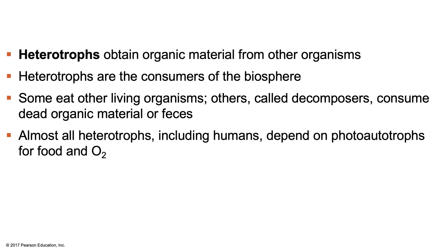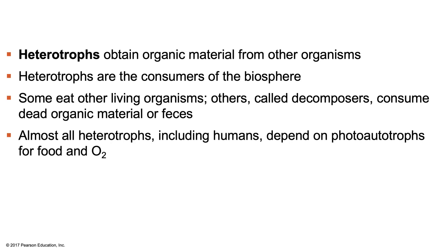But again, since heterotrophs are the consumers, they depend on autotrophs, for example, photoautotrophs, plants, for food and oxygen. In the event of something catastrophic happening which would block our access to the sun, you might not think this is a big deal, all right? We don't need sunlight to survive.